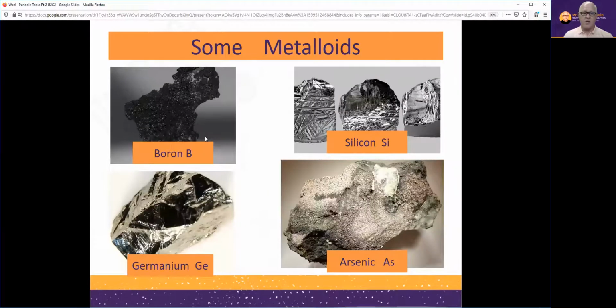Some of the metalloids are boron, silicon, which is where they get that name Silicon Valley. It's not because they have silicon there, it's because they work with it over there. Germanium and arsenic. Now, arsenic is poisonous, but it is a metalloid, and it is used for many, many things.